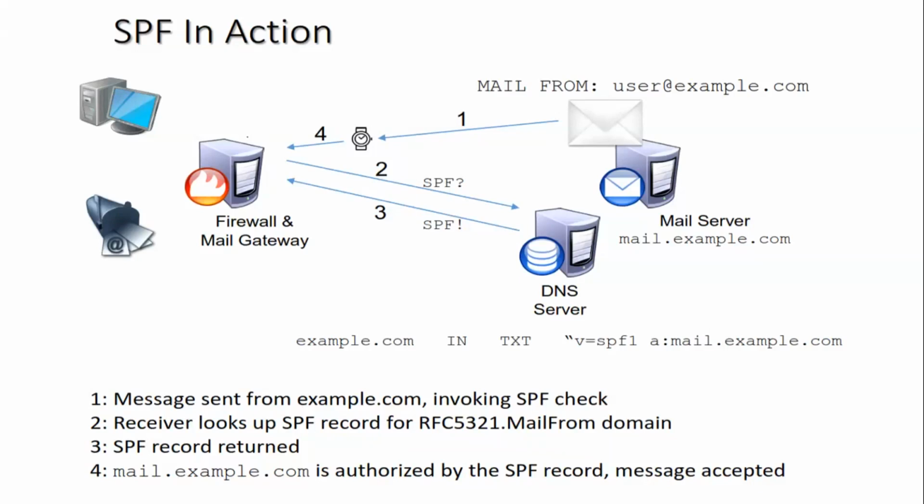Email spam and phishing often use forged from addresses, just as my colleague Steve was explaining about phishing. So email spam and phishing often use forged from addresses and domains. Therefore, most consider publishing and checking SPF records as one of the most reliable and simple to use anti-spam techniques.